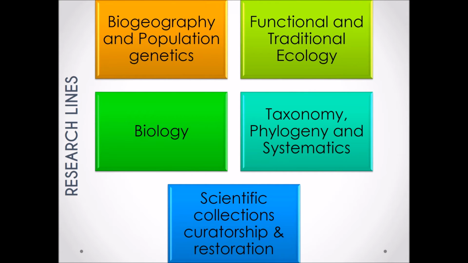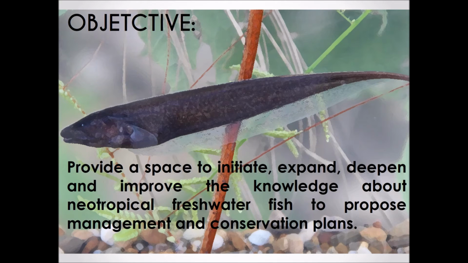We have 5 different research lines. The first, biogeography and population genetics. Second, functional and traditional ecology. Third, traditional biology. Fourth, taxonomy, phylogeny, and systematics. And fifth, scientific collections, curatorship, and restoration. Our objective as a research laboratory is to provide a space to initiate, expand, deepen, and improve the knowledge about neotropical freshwater fish to propose management and conservation plans.